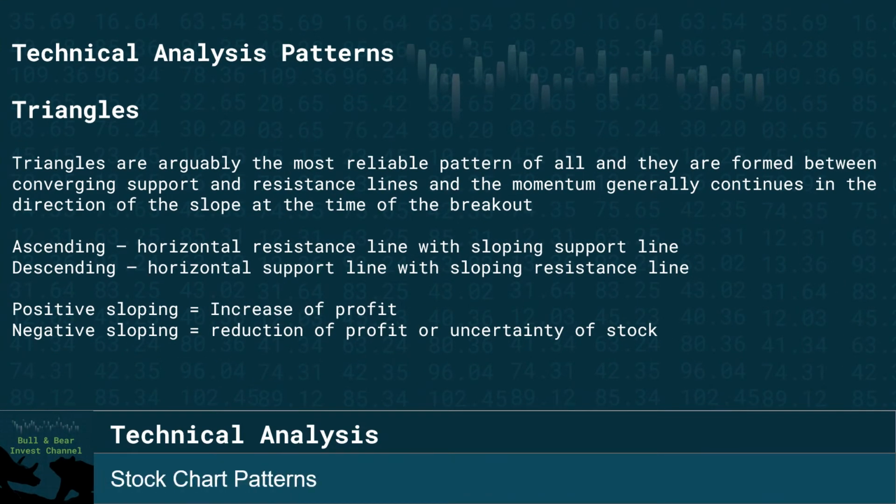Triangles are arguably the most reliable pattern of all, and they are formed between converging support and resistance lines, and the momentum generally continues in the direction of the slope at the time of the breakout. An ascending triangle is formed with a horizontal resistance line with a sloping support line, and descending is the opposite, with a horizontal support line with a sloping resistance line. A positive slope suggests an increase in profit, whilst a negative slope suggests a reduction of profit and uncertainty of the stock.